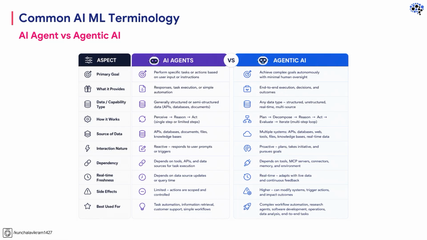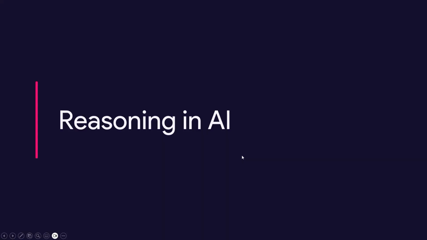AI agents have a very specific task to perform, but agentic AI will have complex tasks, and they do it autonomously. Okay, so they are proactive. Agentic AI is proactive, but AI agents are reactive. They generally answer very specific user queries, right? Yeah, so how it works and all, you can just pause the video and check.